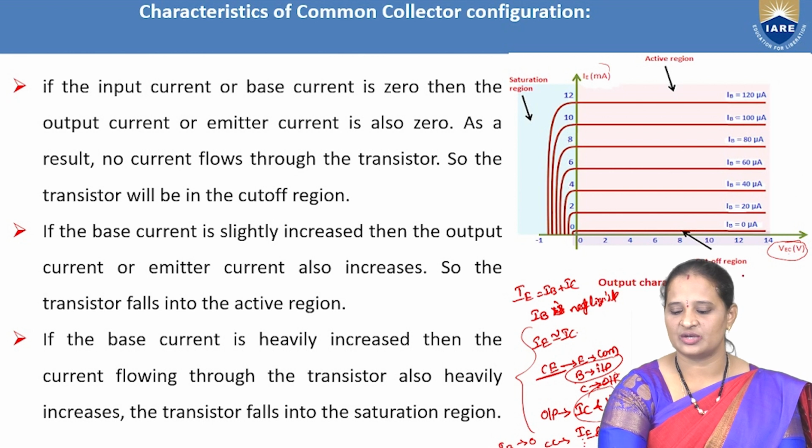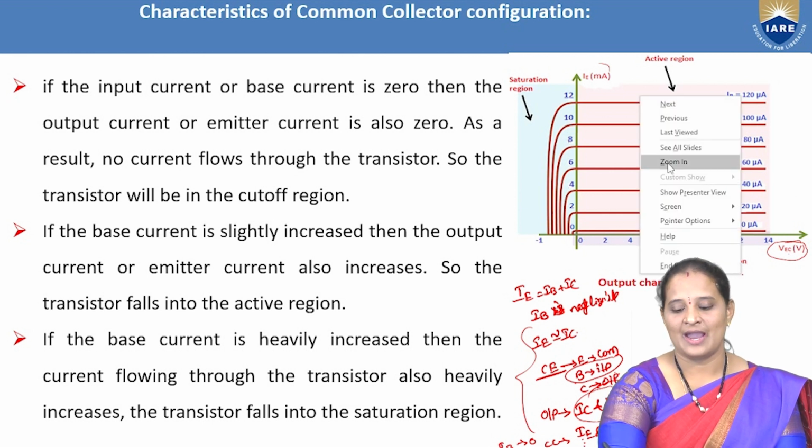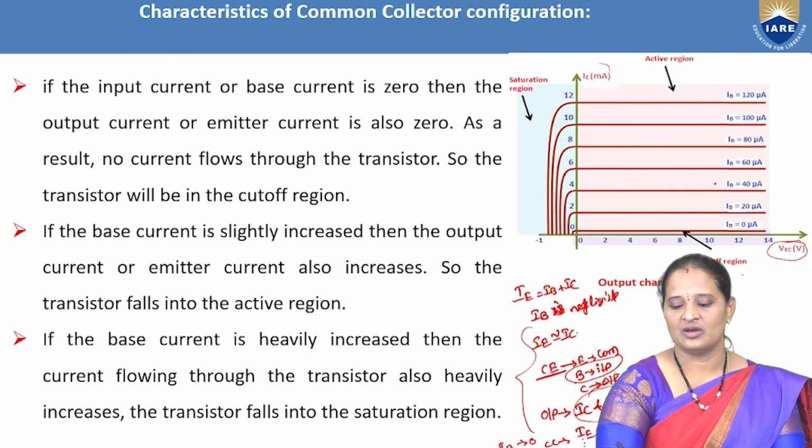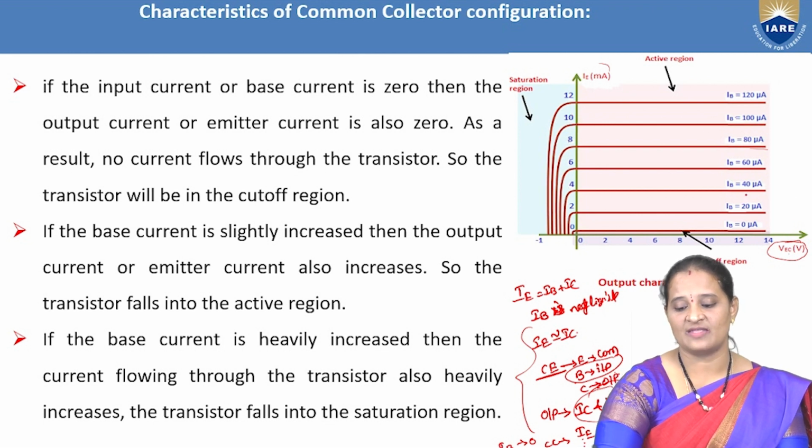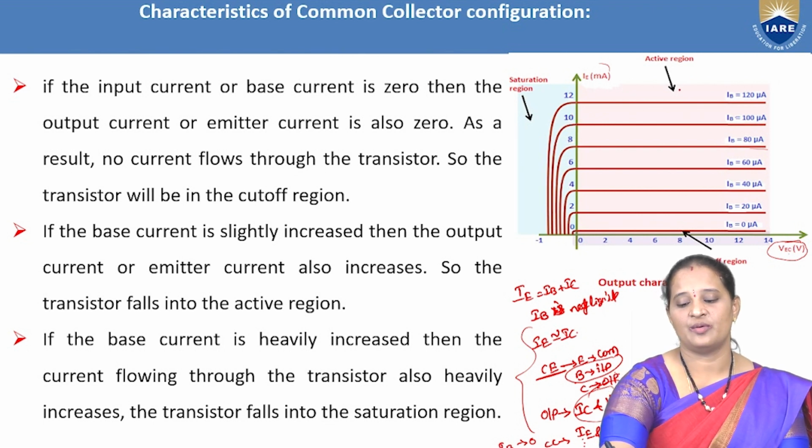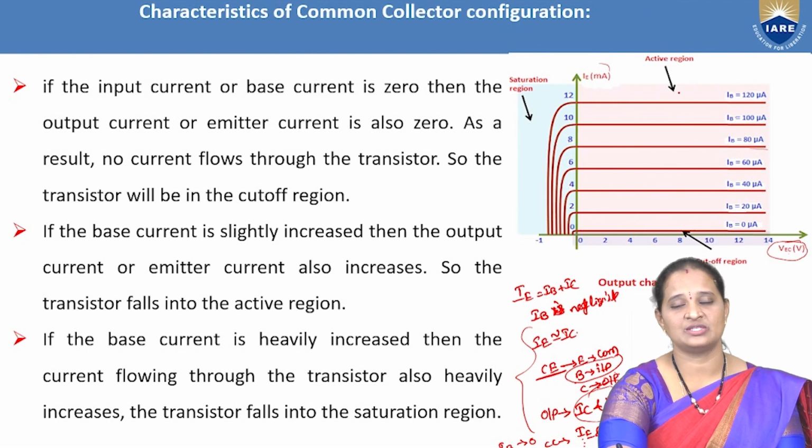So this region is said to be the cutoff region, and in this region we have almost the output current equal to the input current. So we can say that in this region the emitter junction is forward biased and the collector junction is reverse biased, and hence this region of operation is said to be the active region.